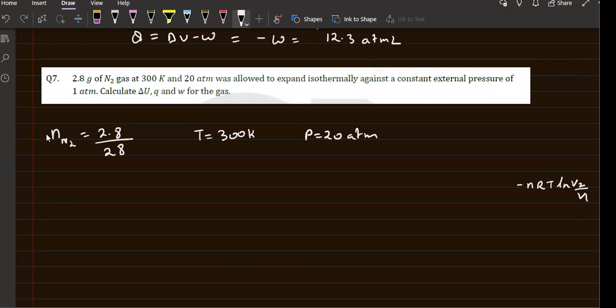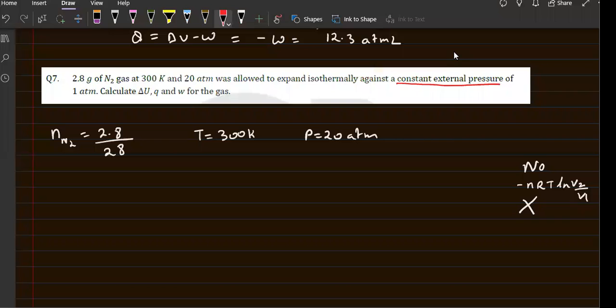Is using this formula correct? Can we use this formula here? Yes or no? No, we cannot use this formula over here. Why? See the problem. Constant external pressure. Got it?